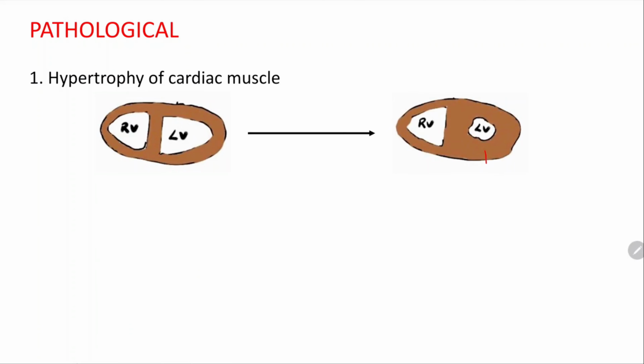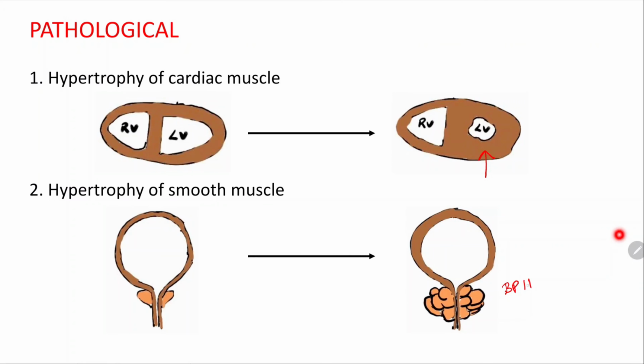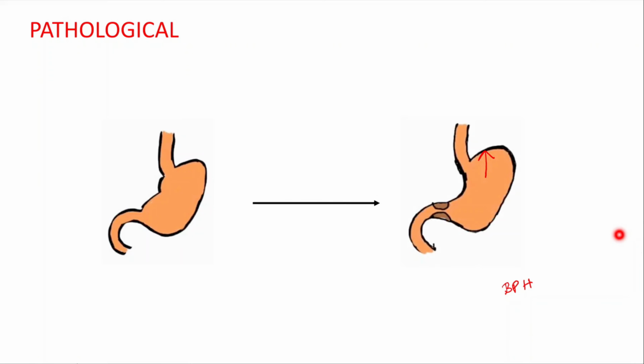Examples of pathological hypertrophy are hypertrophy of cardiac muscle, most commonly seen as left ventricular hypertrophy, which is caused by hypertension or a damaged valve. Another example of pathological hypertrophy is hypertrophy of smooth muscles, and this includes hypertrophy of the smooth muscle of the bladder, which is caused by secondary obstruction, most commonly caused by benign prostatic hyperplasia. Another example of hypertrophy of the smooth muscle is hypertrophy of the muscular layer of the stomach, which is caused because of pyloric stenosis.